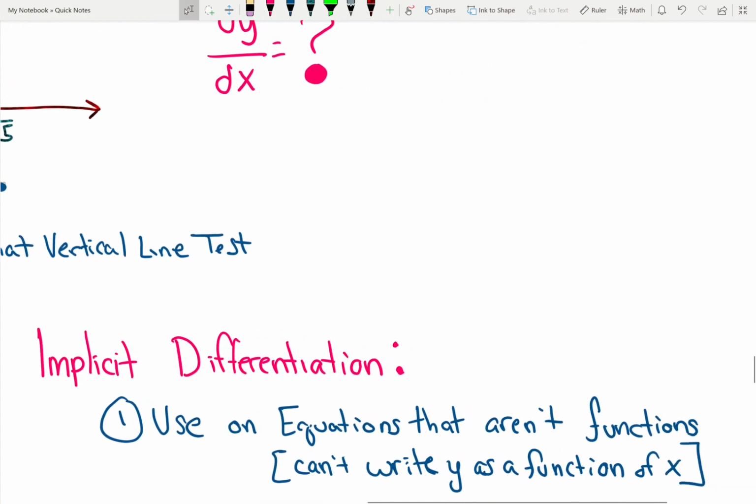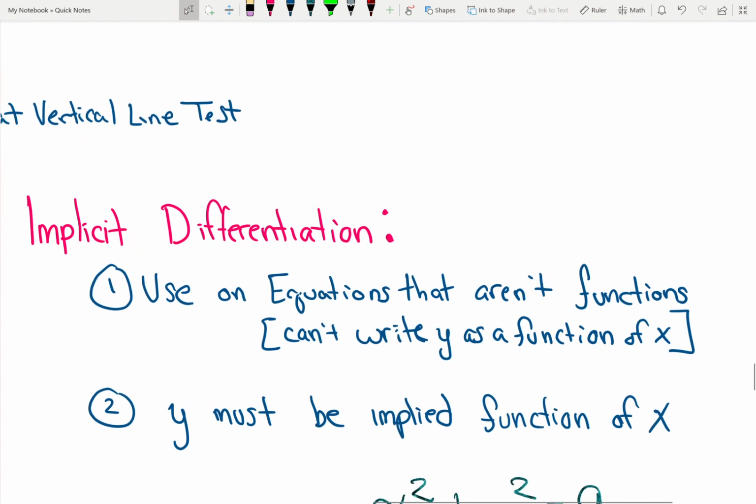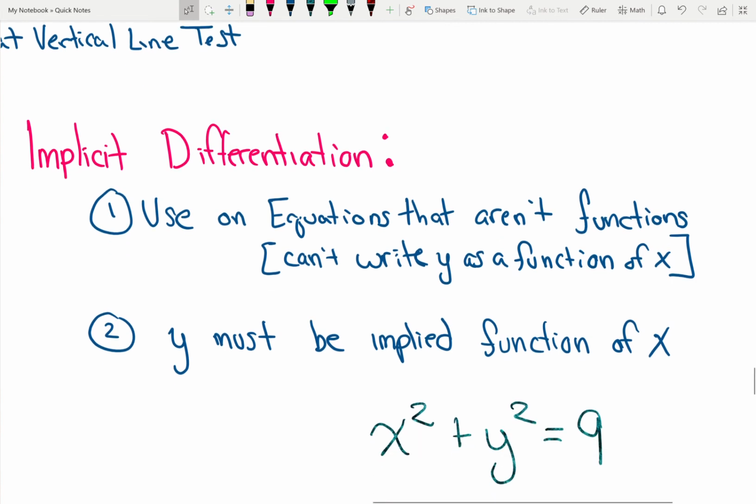So what we do instead is we use something called implicit differentiation. We're finding the derivative of an expression in implicit form. So when do we use implicit differentiation? Well, we use it on equations that aren't functions, so in a way, we can't write y as a function of x. We use implicit differentiation when y is an implied function of x. So you'll see what I mean once we do our examples, okay?